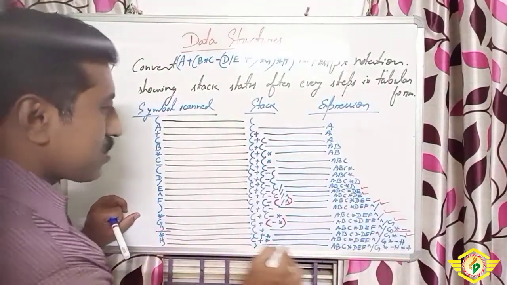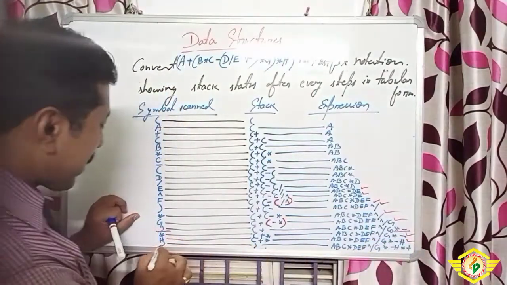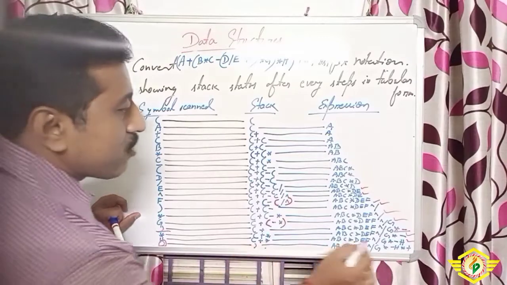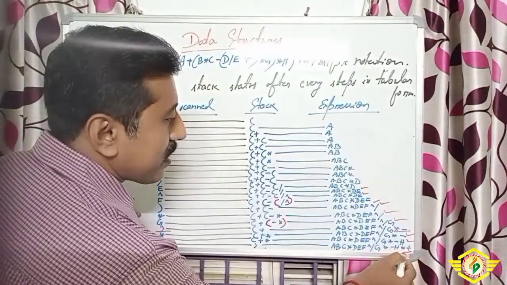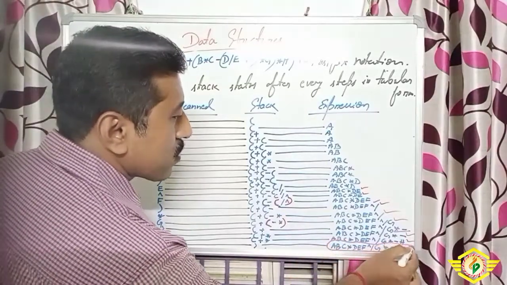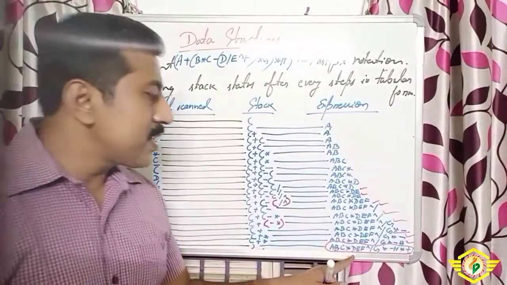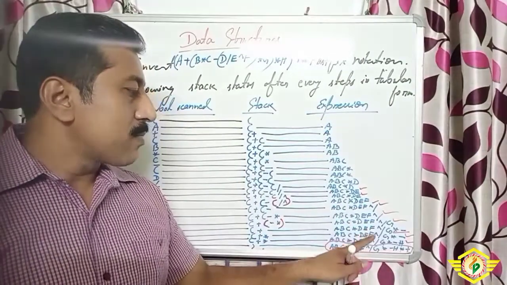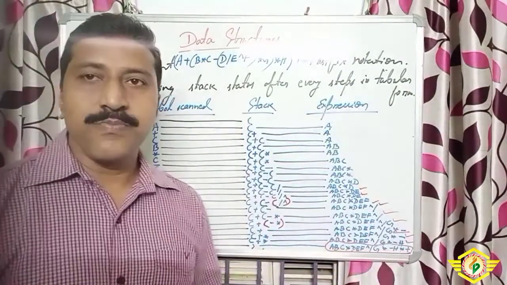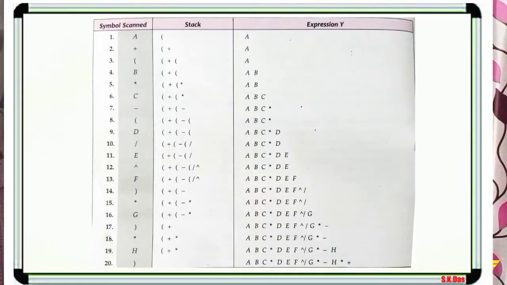Then after that H, so we have added H. When we are closing the bracket, again one closing bracket is here, so this into and plus sign will be at last. So finally we got this output: A B C into D E F caret by Z into minus H into plus. Okay, so in this way it will be calculated in a stack way.